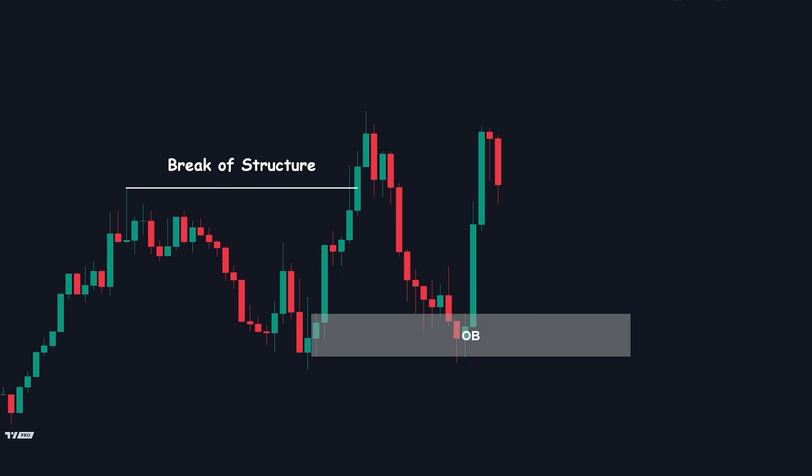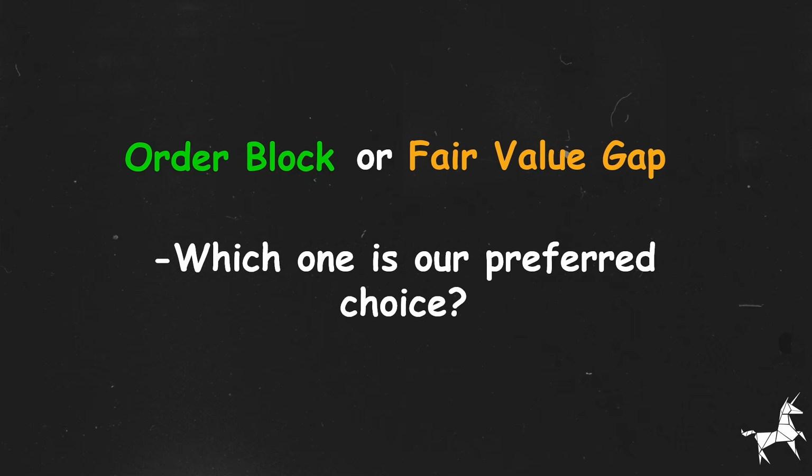Now we come to the final and most important part of this video: order block or fair value gap. Which one is our preferred choice? To answer this, it's important to note that both entry types can be profitable. However, the choice largely depends on the asset you're trading, your entry time frame, your trading style, and ultimately, what works best for you. Order blocks may be more accurate for some pairs, while FVGs work better for others.